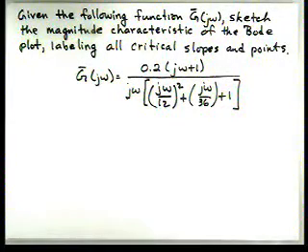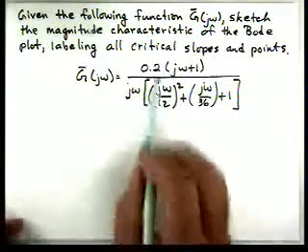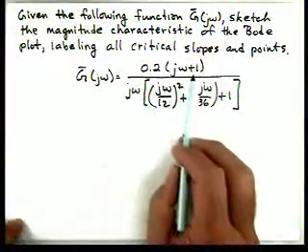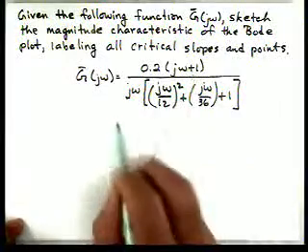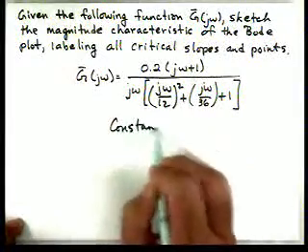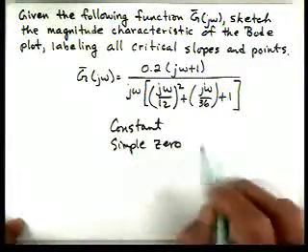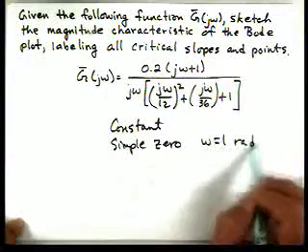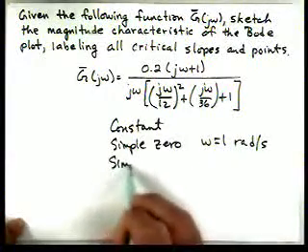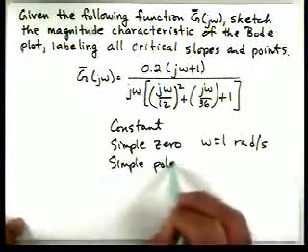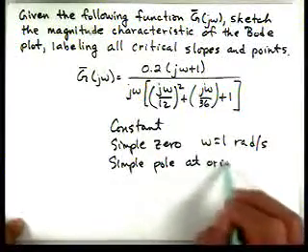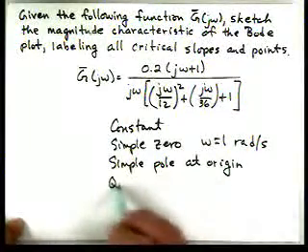In this problem, we're given the following function and asked to sketch the magnitude characteristic of the Bode plot, labeling all critical slopes and points. If we look, we've got a constant, and we have a simple zero at omega equal 1 radian per second. We have a simple pole at the origin, and then we have a set of quadratic poles.